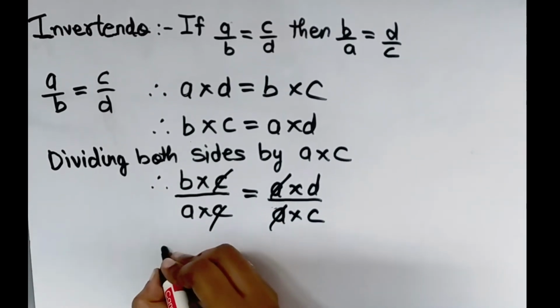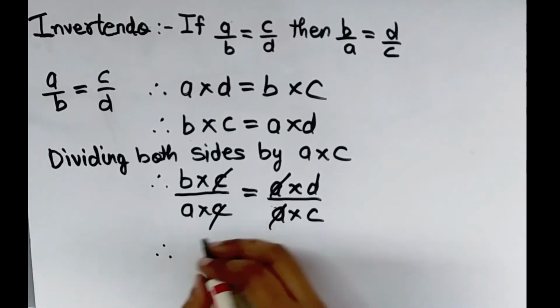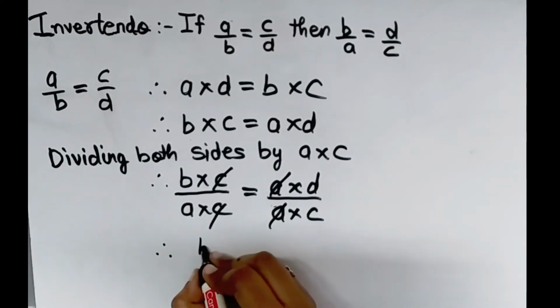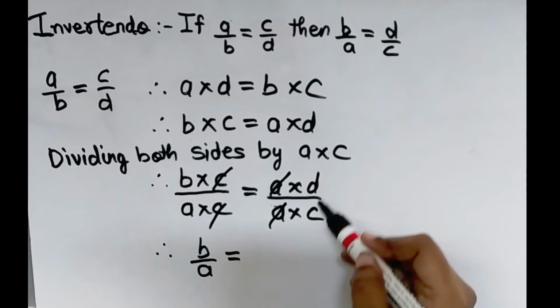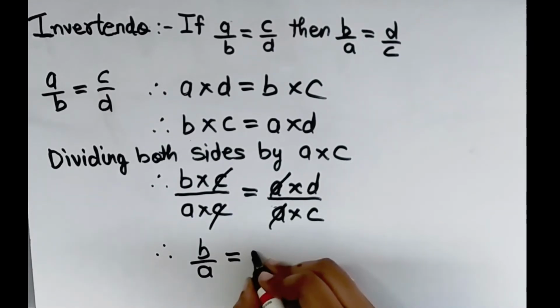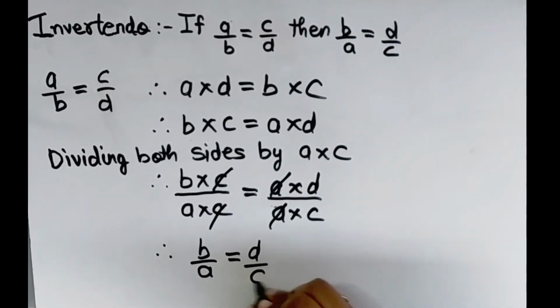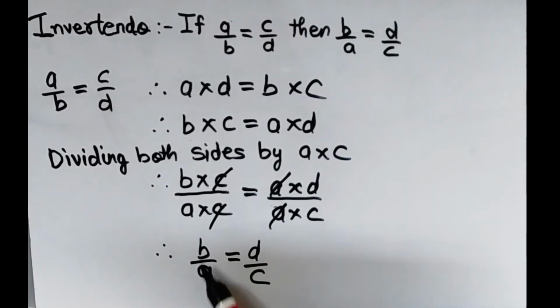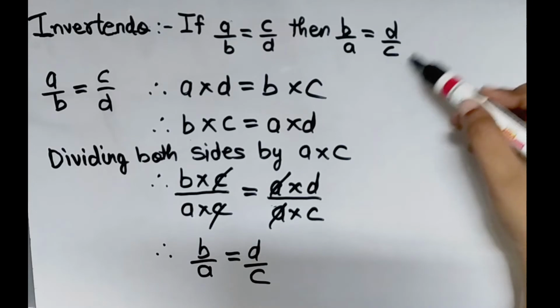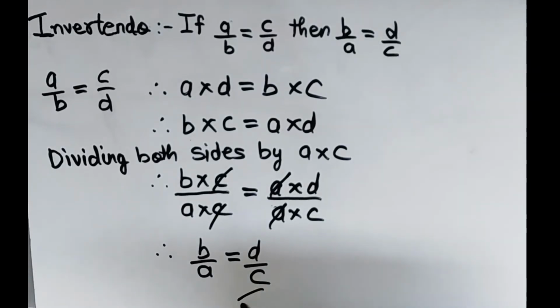So what will remain? Therefore, in the left hand side what is remaining? B upon A is equal to, in the right hand side we have D upon C. See, we got this. B upon A is equal to D upon C. We got this answer. So this is how we will prove this. So we have proved the invertendo property.